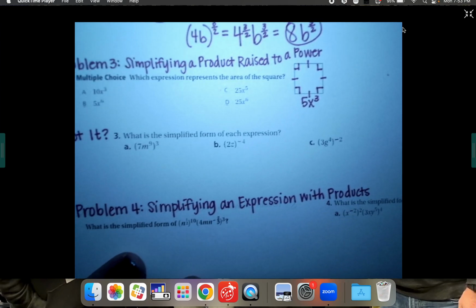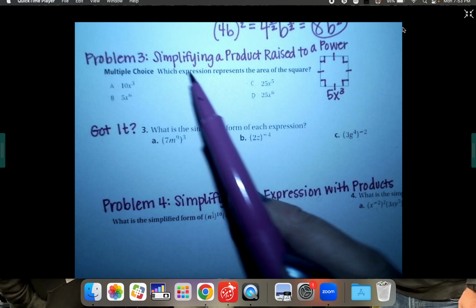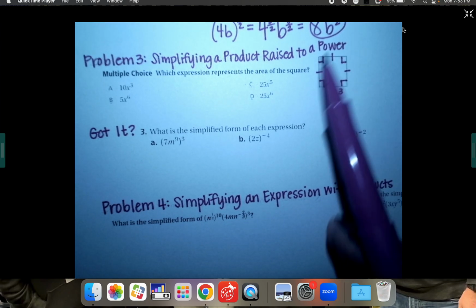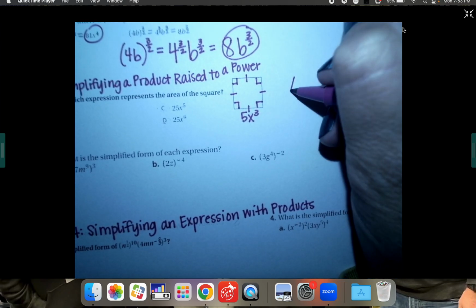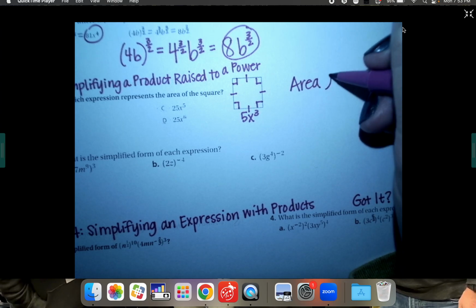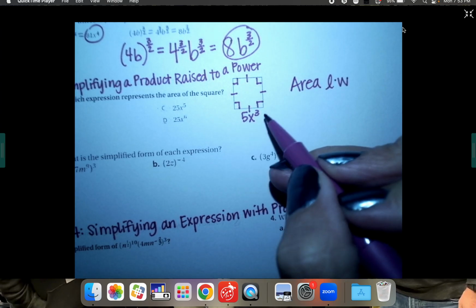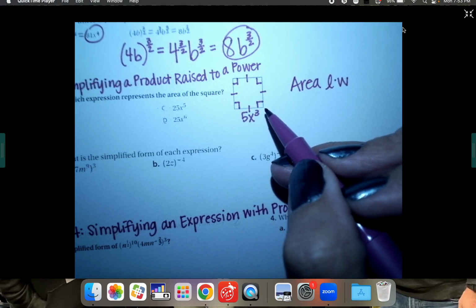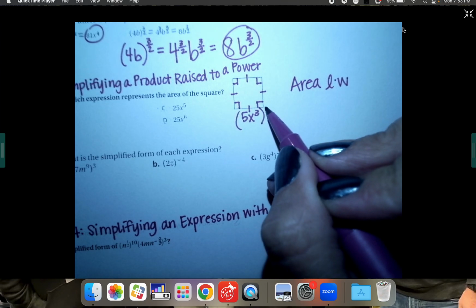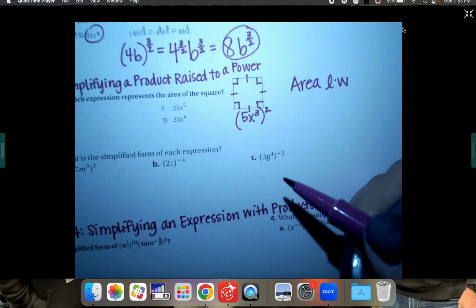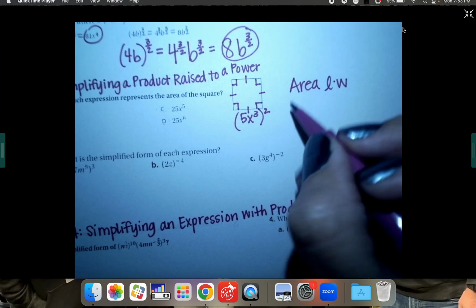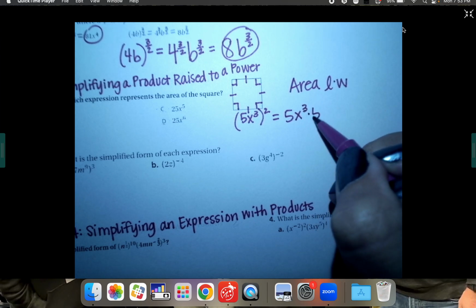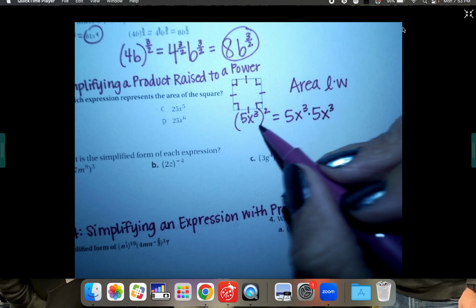Okay, the next section, we have a multiple choice problem. It's simplifying a product raised to a power. So which expression represents the area of this square? It's been a while since we've done area, but area is length times width. In this particular case, it's a square, so the length and width are the same. So you could just take the entire thing and square it because length and width are both 5x to the third. So you can either write it like this, or you can write 5x to the third times 5x to the third. So that's the same thing.